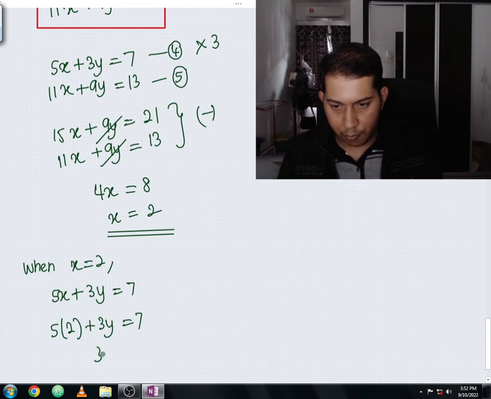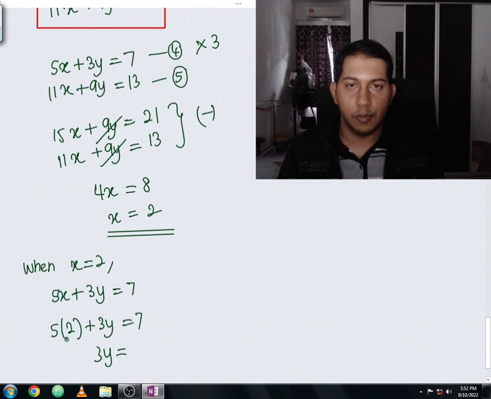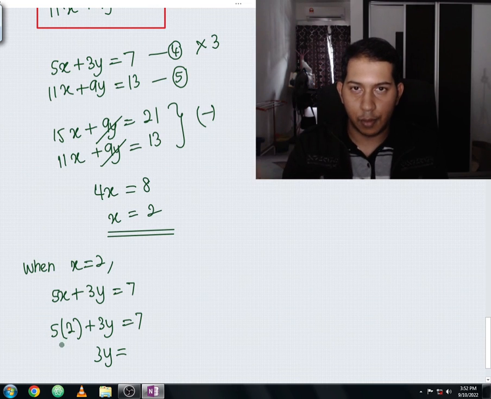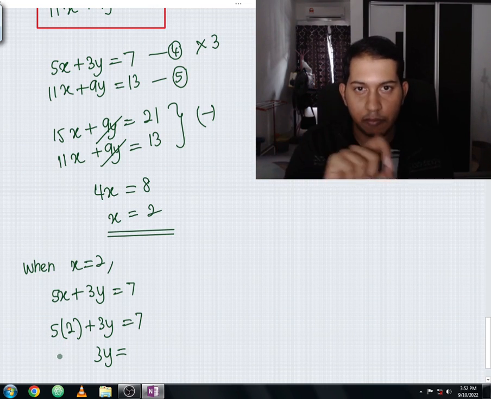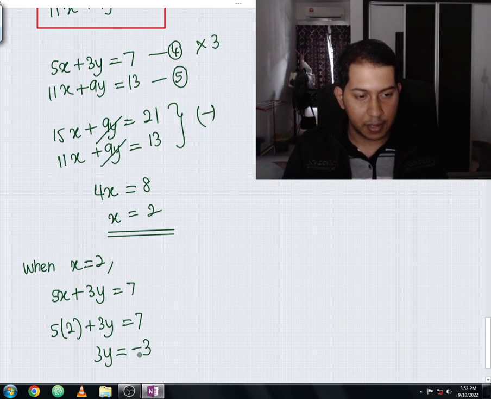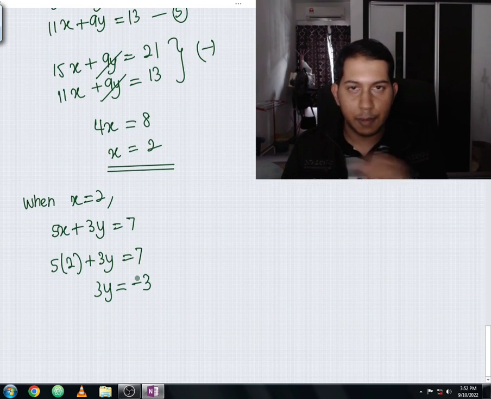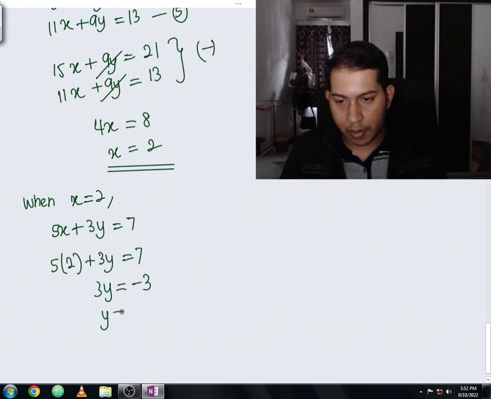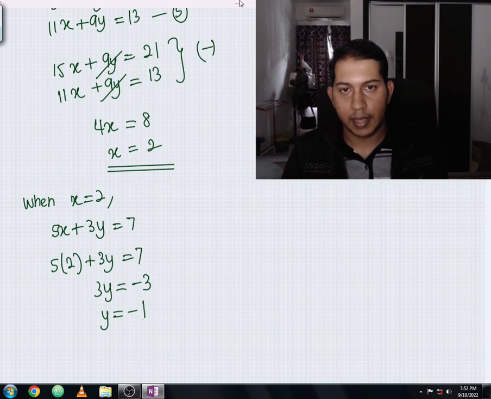So from here 3y will be equal to, this 5 times 2 will become 10. So the 10 from the left hand side you move over to the right hand side will become negative 10. So negative 10 plus 7 will be negative 3. So 3y equals negative 3. To get your y, what you do, negative 3 divide by 3. So from here you get y equals negative 1. So you already get the second solution.